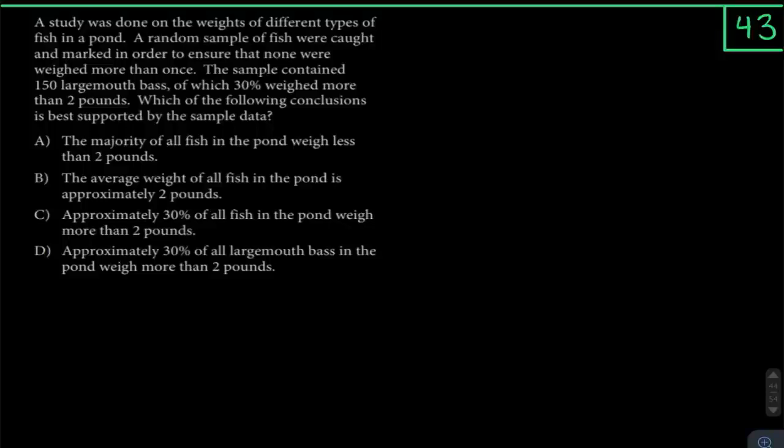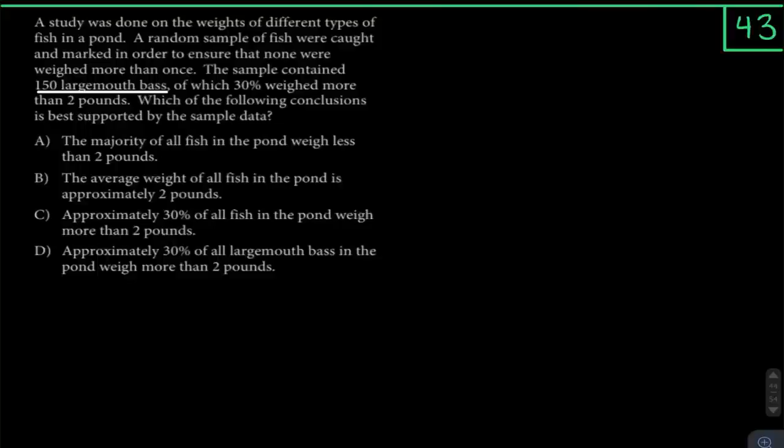Okay, so we have a bunch of different statements here, and, well, let's look at them. Let's look at A, right? It says, the majority of all fish in the pond weigh less than 2 pounds. Well, looking back at this, we were just given 150 largemouth bass, right? We weren't given these other fish. So we can't make conclusions about every fish in the pond just because of one of the populations of fish in that pond, right? We only are given largemouth bass, which are going to have their own unique weight and everything.